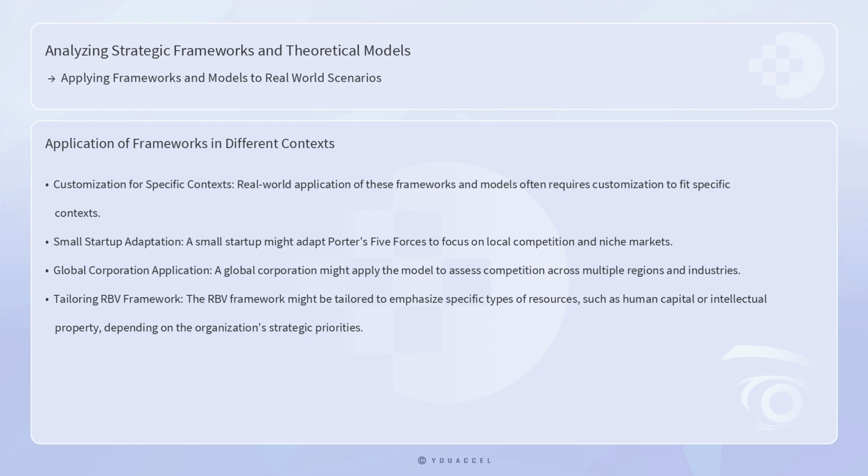Real-world application of these frameworks and models often requires customization to fit specific contexts. For example, a small startup might adapt Porter's 5 forces to focus on local competition and niche markets, whereas a global corporation might apply the model to assess competition across multiple regions and industries. Similarly, the RBV framework might be tailored to emphasize specific types of resources, such as human capital or intellectual property, depending on the organization's strategic priorities. This adaptability is crucial for ensuring that the insights generated by these frameworks are relevant and actionable.